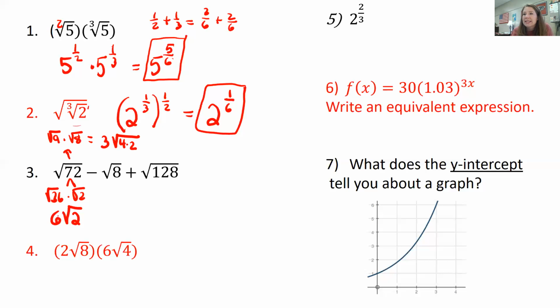So I would bring out the square root of 4, which is 2. 2 times 3 is 6. So we would also, in that way, get 6 square roots of 2 as well. However you break it down.